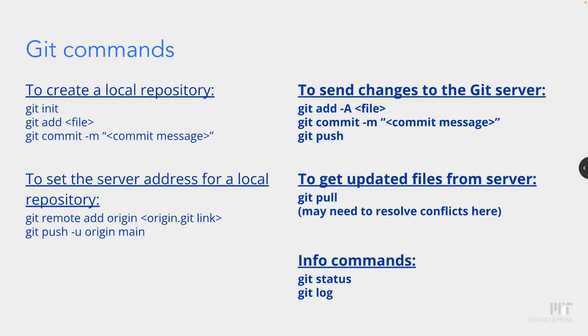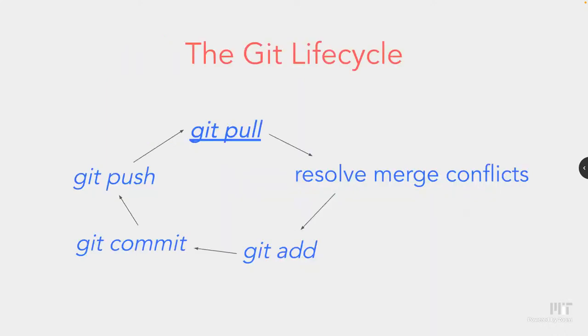So now it might be complicated, but basically all you have to remember is git add, git commit, git push. And you should always be pulling, because remember the repository is the ground truth. And finally, some info commands are git status and git log. So to overview Git, the Git lifecycle is git pull. If there are merge conflicts, you have to resolve them, and then add, commit, and push. And you repeat. And git pull is something you should always be doing. When you wake up, pull. When you go to sleep, you should pull. During the day, you should pull. You should always be pulling.